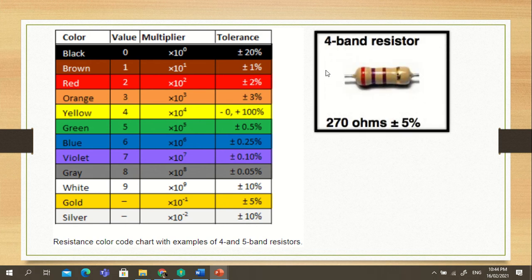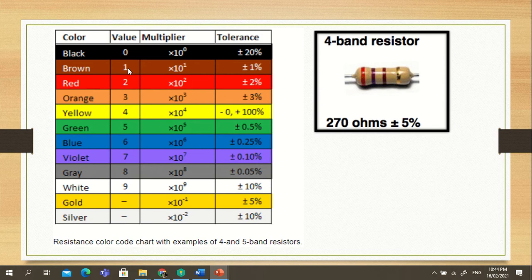Okay, now for example, we have here a 4-band resistor. So you say we have red. Okay, so red means 2. So that is the number that you write here. Then the next number is, what is this? Violet. Violet means 7. So this number is for violet, which is 7. And the next color is brown, which is 1.